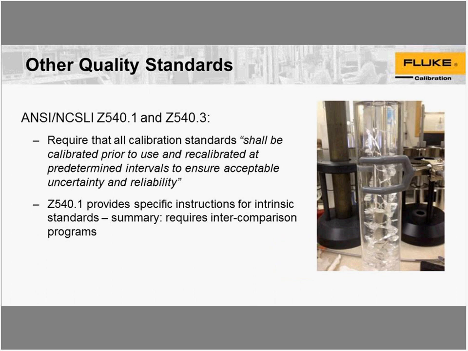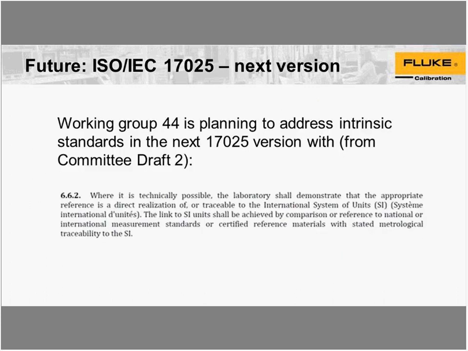For those of you who do not use 17025, the other main quality systems used in the calibration industry in the U.S., such as ANSI Z540, have always required that all standards are calibrated. Specifically for intrinsic standards, similar to the A2LA statement, they require intercomparison programs to ensure that they are working correctly. And with the next version of 17025 for 2017 coming out, the working group is adjusting the standard to be a little more clear in the 17025 text that they are required to be intercompared.